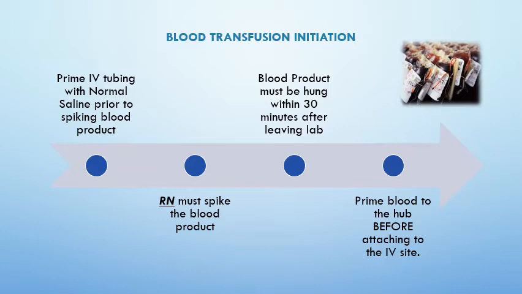The RN has to be the one to spike the blood product. The blood product must be hung within 30 minutes after leaving the lab. You need to prime the blood to the hub before you attach it to the IV site.